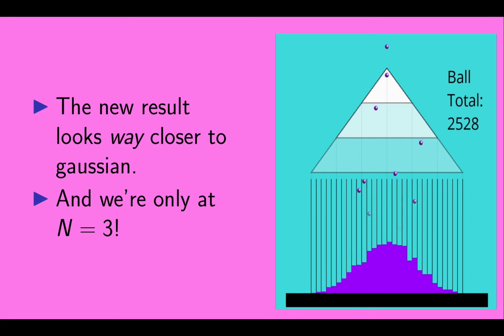Remember, we're trying to test the assertion that as the number of steps n gets large, the probability distribution approaches a Gaussian. We are seeing a nice bell curve here, even though we're only looking at n equals 3, and 3 is not a very large number of steps.